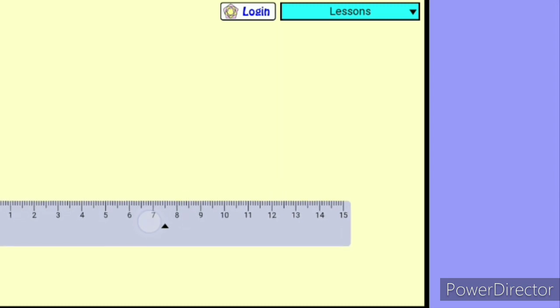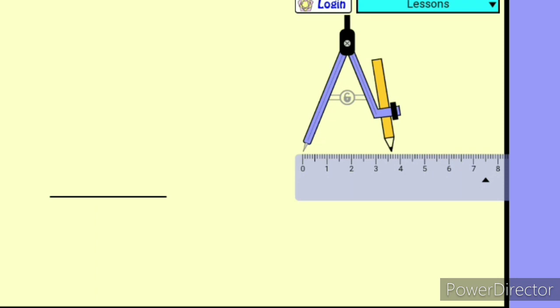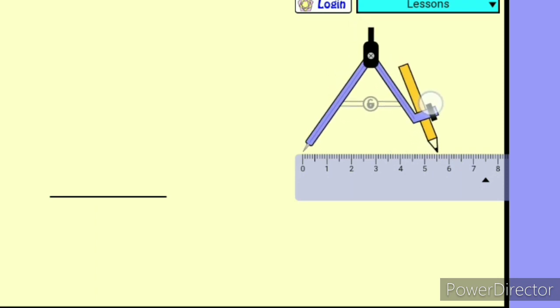AB is 4.5 centimeter. Got it? It is AB. We will name this line segment, the first base we draw, as AB. Next, BC 5.5 centimeter. Now adjust the compass to 5.5 centimeter.